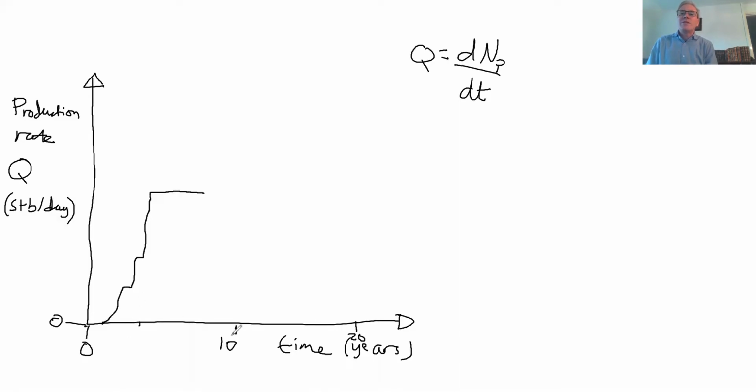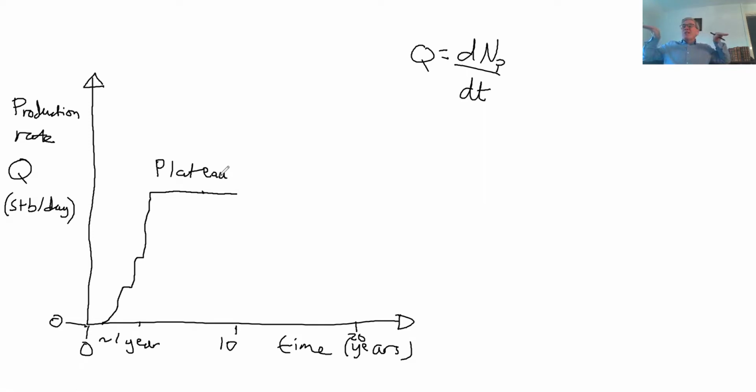So this is not a terribly good scale. This may be of order 1 year. So within a year or so, depending on the size and complexity of the field, you hope to drill sufficient wells that you're producing at what's called a plateau rate. This is your plateau. Now, why do you have a plateau rate? A plateau rate is where you're producing at a fixed flow rate.